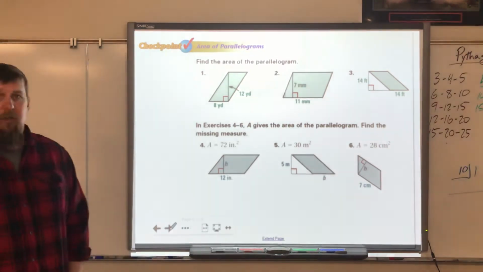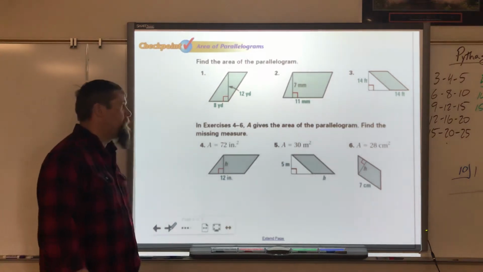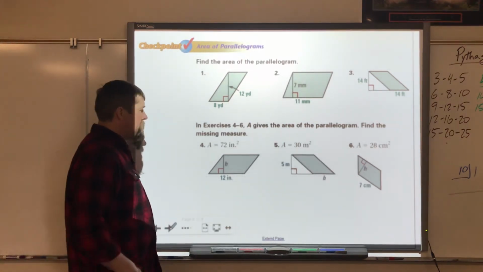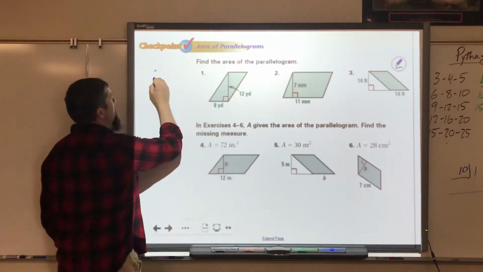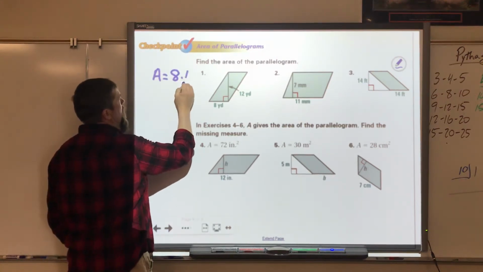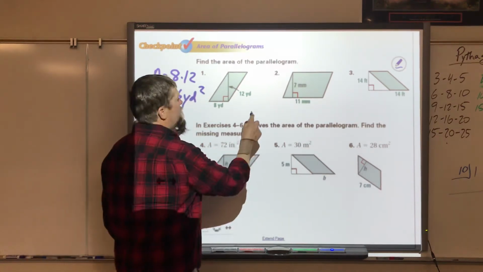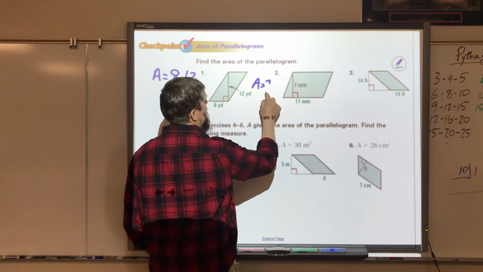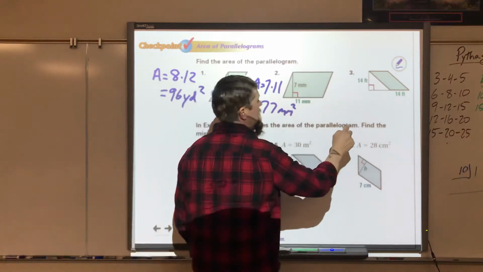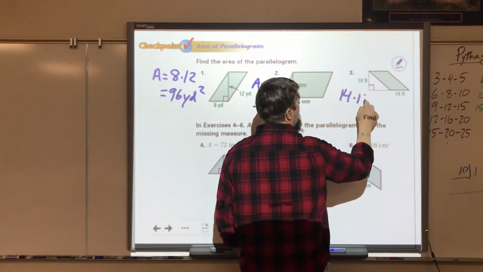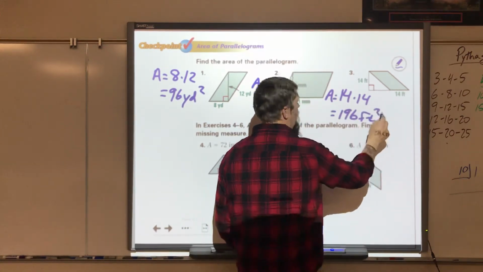Okay, take a minute and look through this, try these problems, and we will come back and see how you do. Okay, welcome back. We have the base of this and the height of this, so the area of number 1 is 8 times 12, which is 96 yards squared. Number 2, the area is 7 times 11, which is 77 millimeters squared. 14 times 14, area equals 196 feet squared.